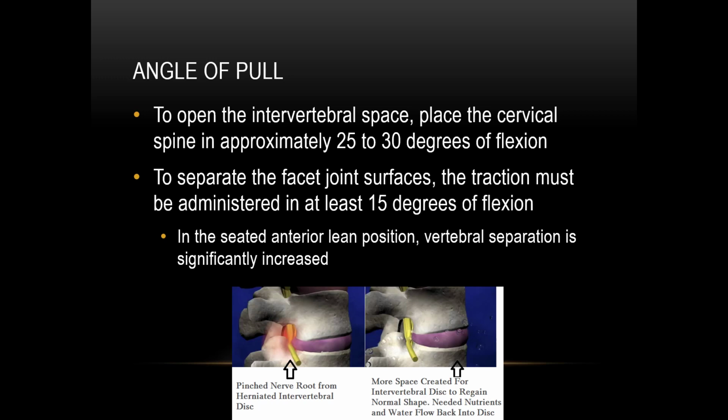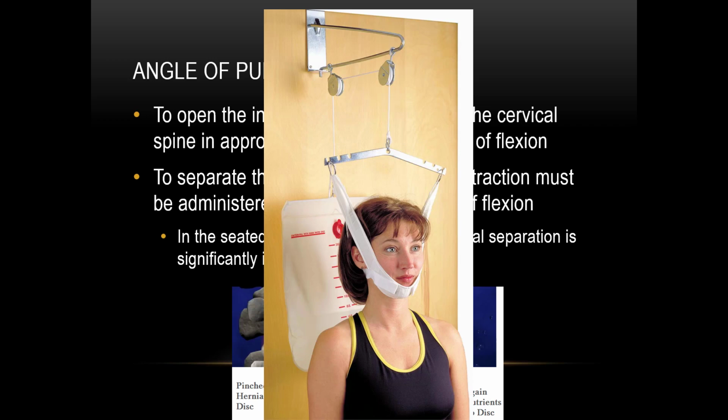Placing the cervical spine in flexion opens the facet joints and increases the intervertebral space. But too much flexion will result in a decrease in the anterior space available. To open the intervertebral space, place the cervical spine in approximately 25 to 30 degrees of flexion. To separate the facet joint surfaces, the traction must be administered in at least 15 degrees of flexion. In the seated anterior lean position, the patient is seated in a chair and leans forward. The vertebral separation is significantly increased.